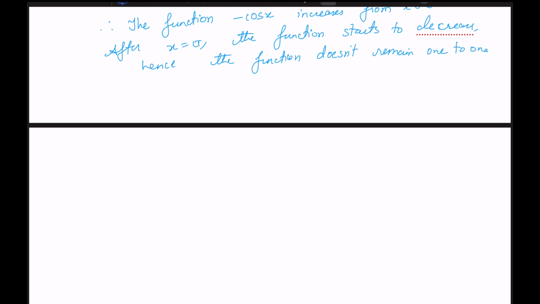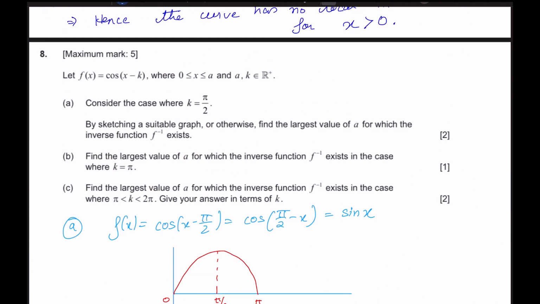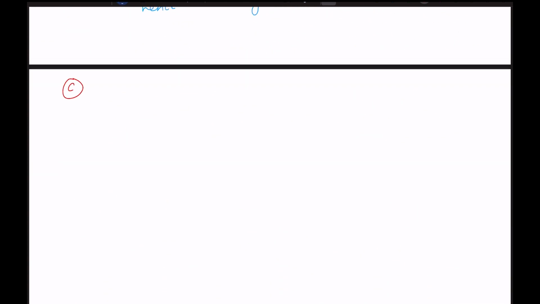Now moving on to part C. You have to find the largest value of a for which the inverse function exists, in the case where k is in between pi and 2pi. This was a little difficult problem for this November 2022. So it's cos(x minus k), also written as cos(k minus x). Now, the minimum value of k is pi, and the maximum value is 2pi.